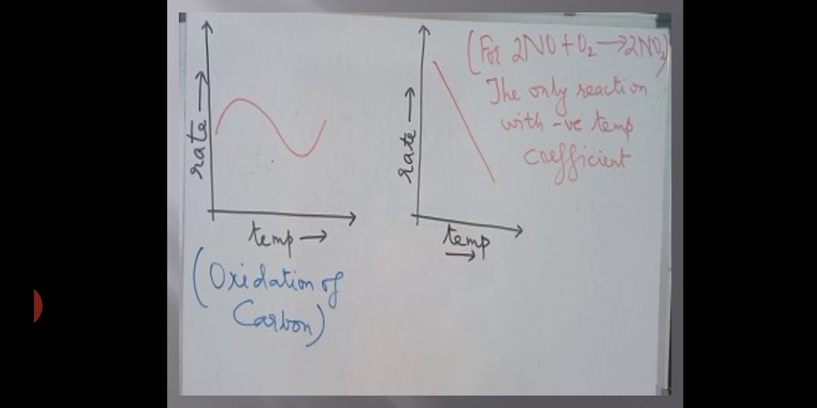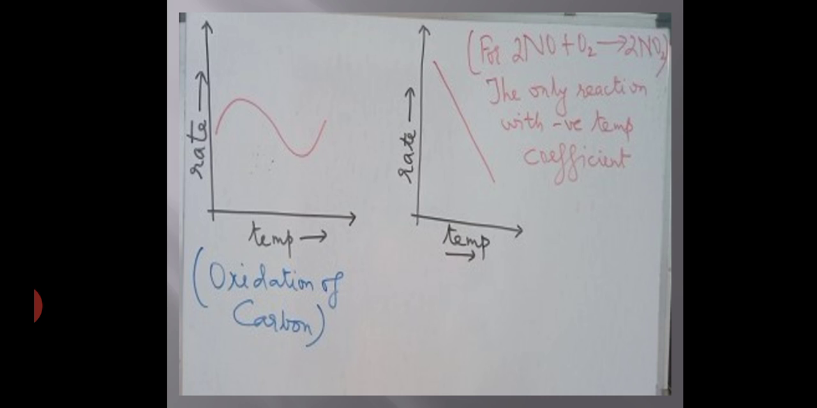Alright, and this reaction, which you can see in the temperature graph, is the only reaction with a negative temperature coefficient. In most reactions the rate increases with temperature. You have seen it: with an increase of 5 to 10 degrees Celsius, the rate of reaction becomes either double or triple. You have read it in the temperature coefficient. But this is the only reaction where the temperature coefficient is negative, that is 2NO plus O2 gives 2NO2. Mind it, this is the only reaction where the temperature coefficient is negative.